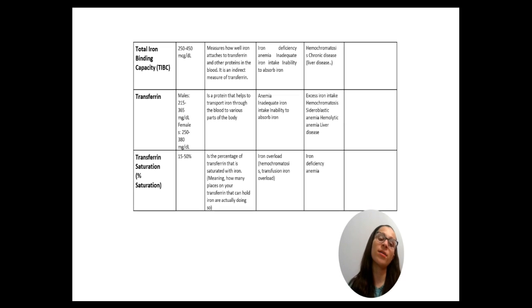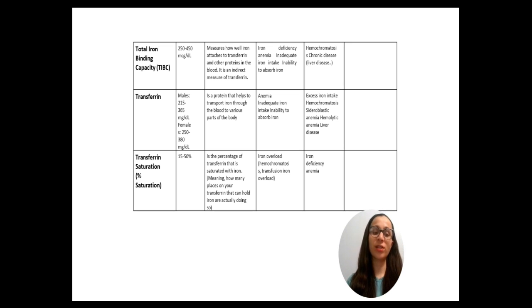The total iron binding capacity, TIBC, is 250 to 450. It measures how well iron attaches to transferrin and other proteins in the blood. It's an indirect measurement of transferrin. If it's too high, it can indicate anemias, that they're not eating enough iron.